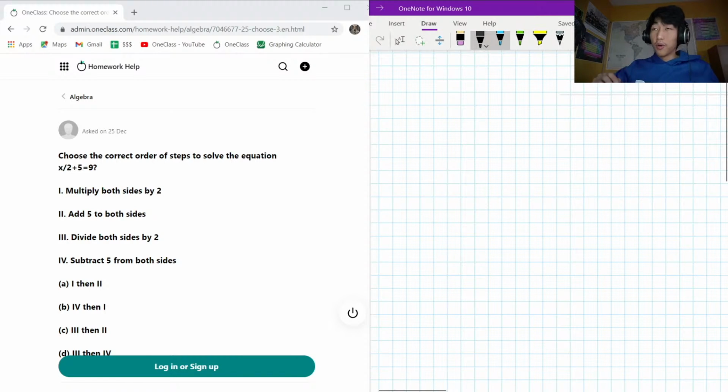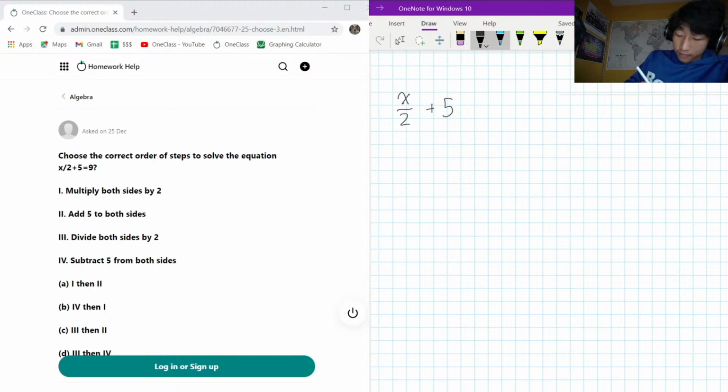Okay, so this is the next question that we have on the menu today, and it's asking us to choose the correct order of operations to solve the equation. Okay, so the equation that we have is x over 2 plus 5 is equal to 9. Okay, how do we solve this? Solve. Okay, so pretty much we want to isolate x, which just means we want to eventually work this down into something like x equals a particular real number. Okay, and that's what we want to do.